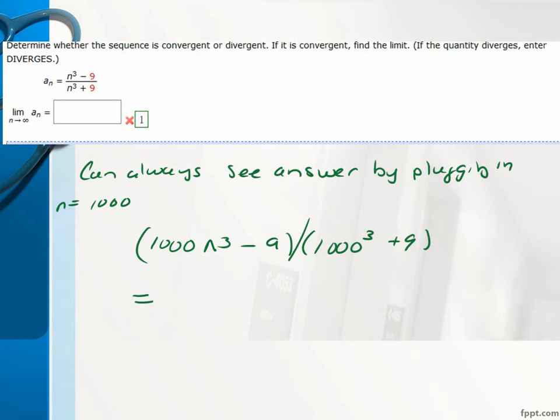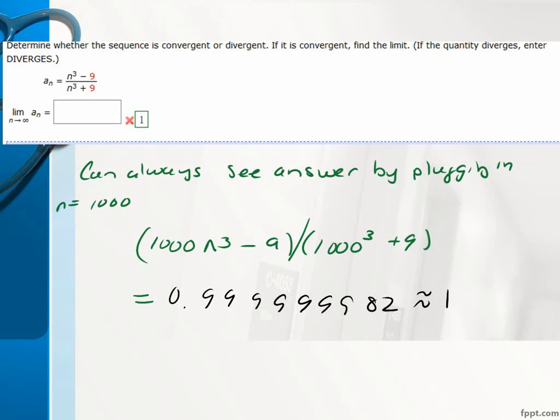I'll put the parentheses around there. I don't think it worked. Did it work? It didn't work. Put the parentheses around or else it thinks it's something different. If you don't put the parentheses on the bottom and on the top, it does this first, and then it subtracts 9 and divides that 9 by 1,000 cubed. Not this whole thing divided by this whole thing. So take the whole numerator, put it in parentheses, and then the whole denominator and put it in parentheses. If you don't, you'll get something wrong.